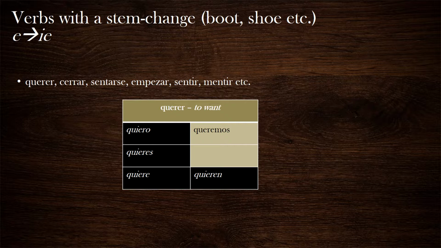So sentir, to feel. How do you say I feel? That's right. Siento. How do you say we feel? That's right. Sentimos, without the change. They all change except the nosotros form.